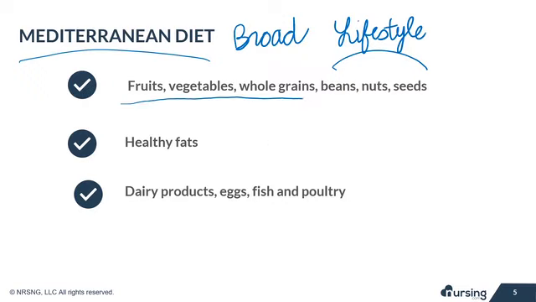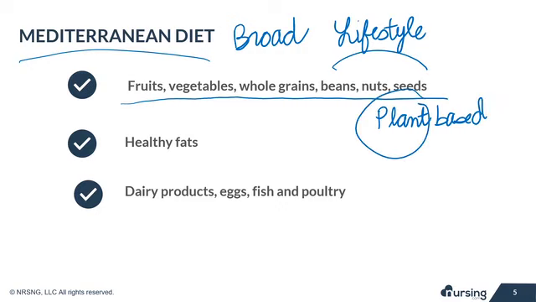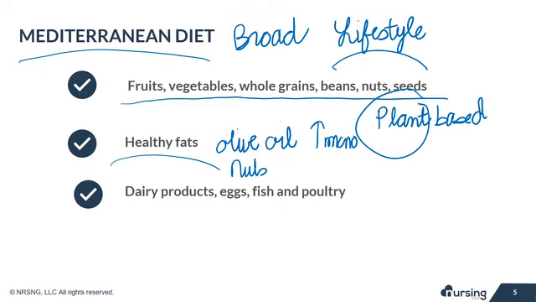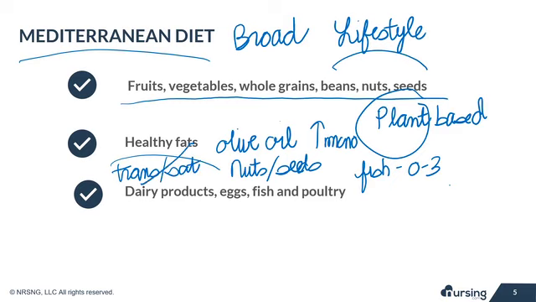Emphasis is on fruits, vegetables, whole grains, beans, nuts, and seeds. And it's considered to be what's called a plant-based diet. And that means that the meals are centered around plant foods instead of meat products. Healthy fats are also an emphasis, and one big source of them is olive oil because of the high monounsaturated fat content. Also, nuts and seeds are a great source of the monounsaturated fats, and fatty fish, which contains those great omega-3 fatty acids. The fats that are avoided are trans fats and saturated fats.